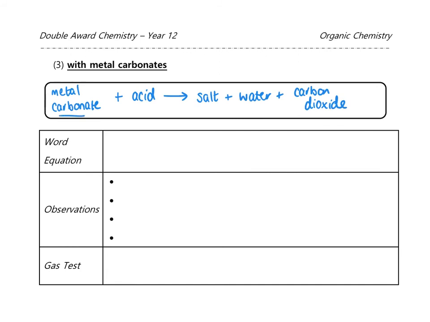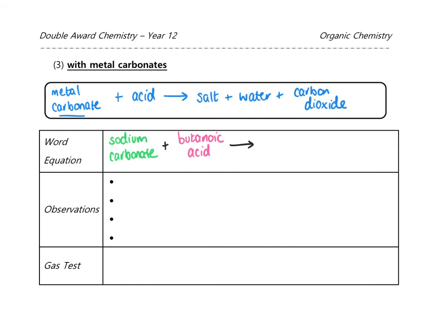So let's say, for example, we had sodium carbonate and butanoic acid. So sodium carbonate and butanoic acid, what's our specific word equation going to be? So pause the video and try and write the end of that, try and name your salt, and then think about what your side products are going to be. So pause the video now and try and complete that equation.